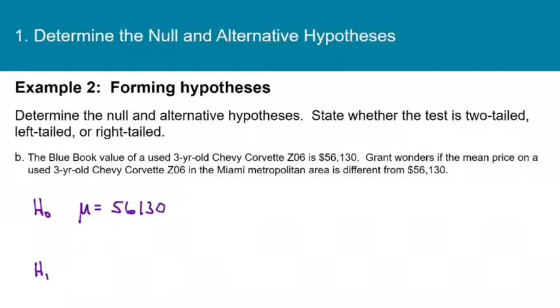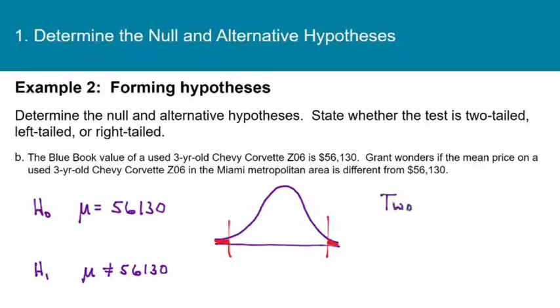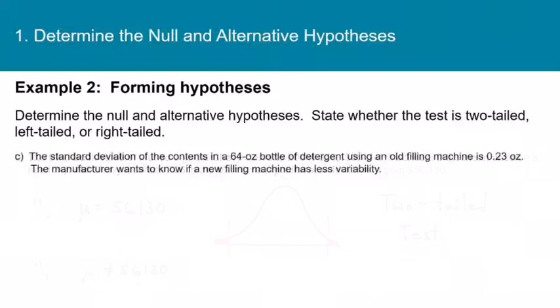in finding out if it's either more or less. So we just need to use a not equal sign there. So the alternative will be that mu is not equal to 56,130. When you draw it on the graph, you would need to shade both tails, and so this is a two-tailed test.